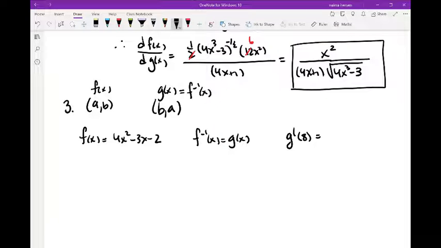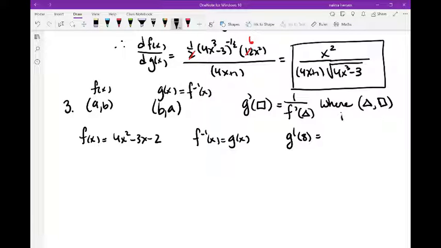What we figured out is that when they're inverses of each other, here's how our derivatives work. G prime of something, let's call it square, is equal to 1 over f prime of something, let's call it triangle, where, that's a prime by the way, triangle and square is on f of x. So what that means is the x value for your f prime is the x value here, and the g value is here on that guy. So you've got those things going on.